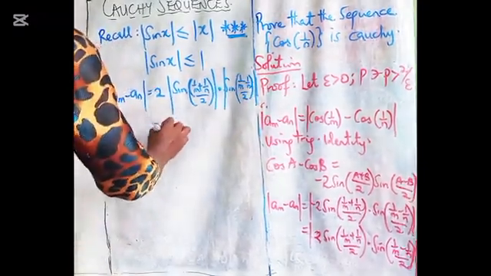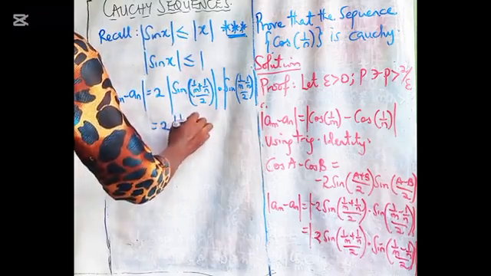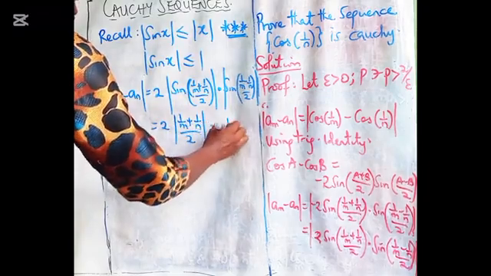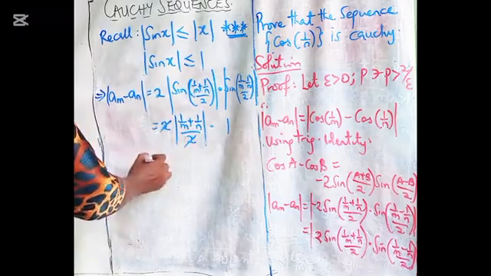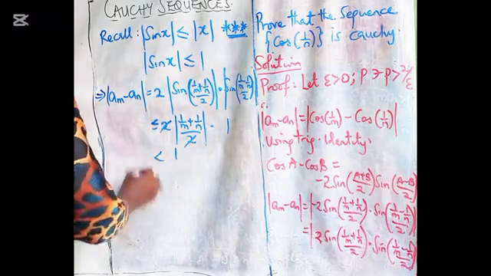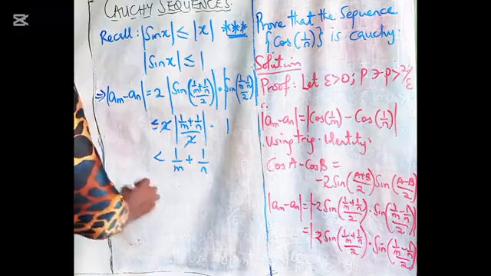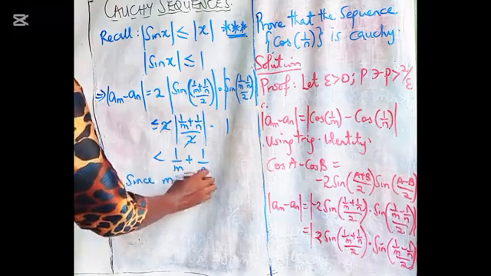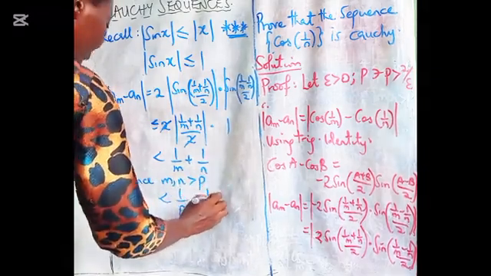Therefore, this is equal to 2. Using the first identity, we have (1 over m plus 1 over n) all over 2 into 1, using the second identity. And so this takes care of that. It becomes less than 1 over m plus 1 over n. And since m and n are greater than p, this becomes less than 1 over p plus 1 over p.